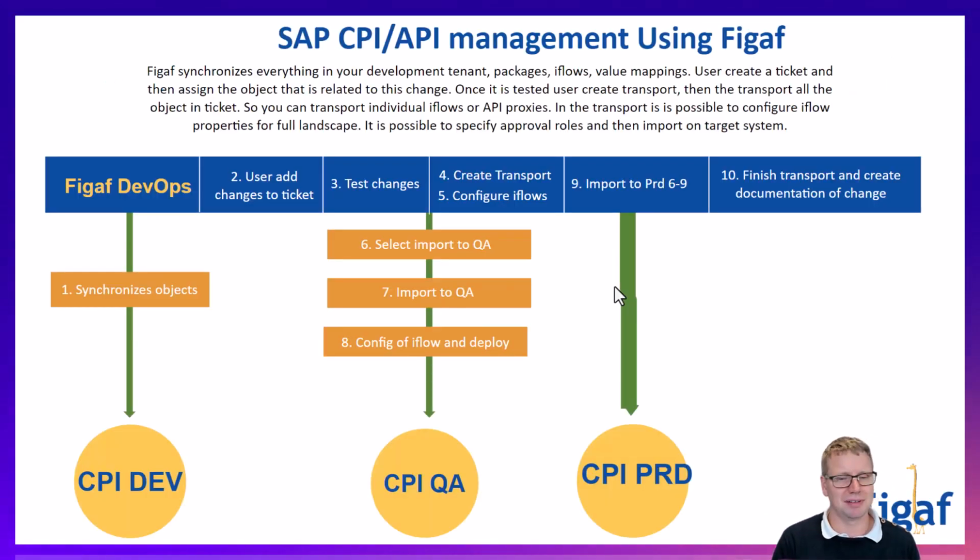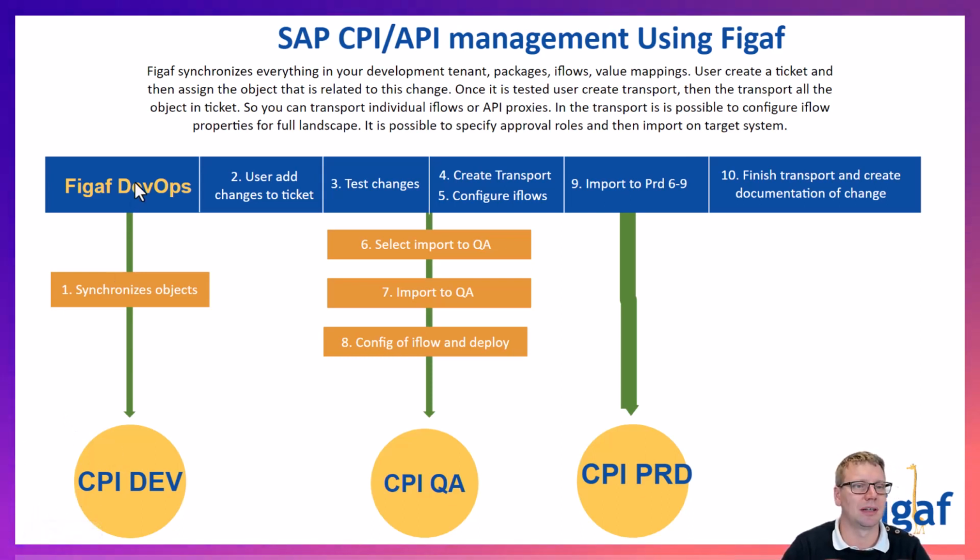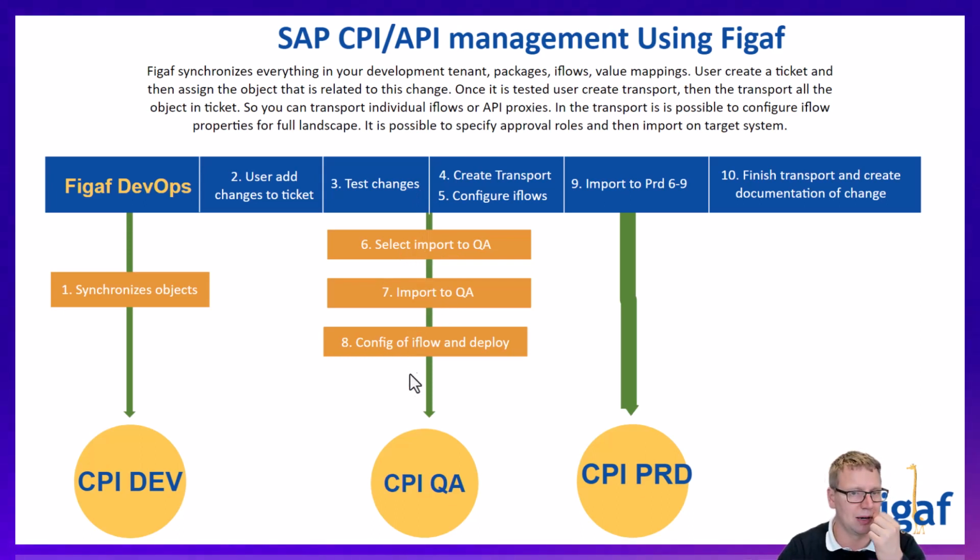So the idea is, probably we need to redraw this one, but the idea is that in FreeGraph you synchronize objects. You can either trigger that via CPI Helper, which will then take this specific version into FreeGraph. You would add it to a ticket, test this, then move it into QA and import it to QA, and then it will configure and deploy it. This is an atomic action performed by the tool. You'll create and configure the iFlow, and once you press select for import, it will import it. We can move to QA, or production will do the same thing, and then we can finish up the transports.